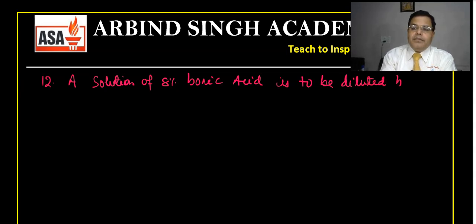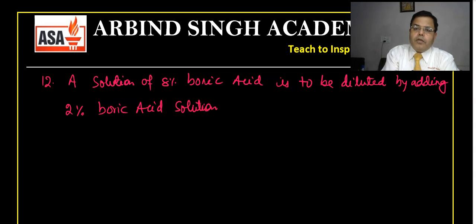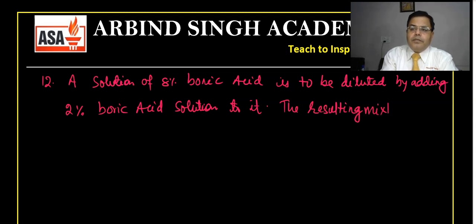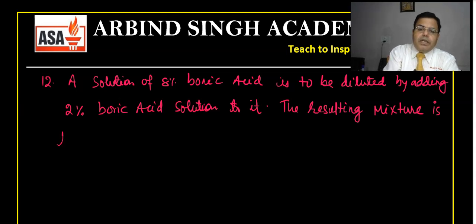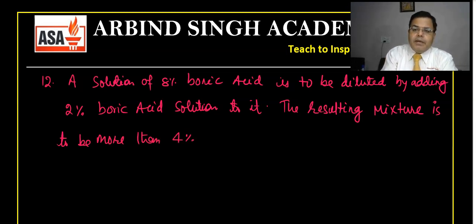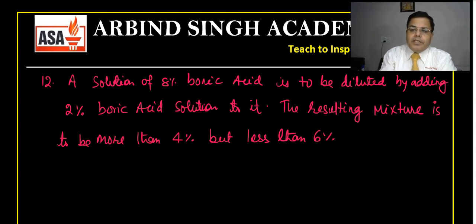The solution is to be diluted by adding 2% boric acid solution to it. The resulting mixture is to be more than 4% but less than 6% boric acid.